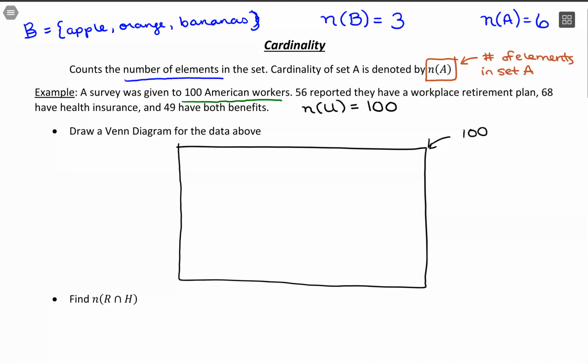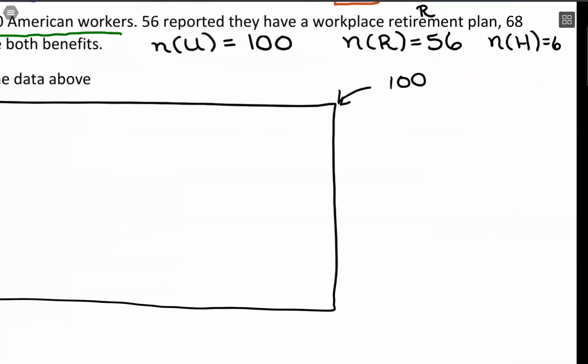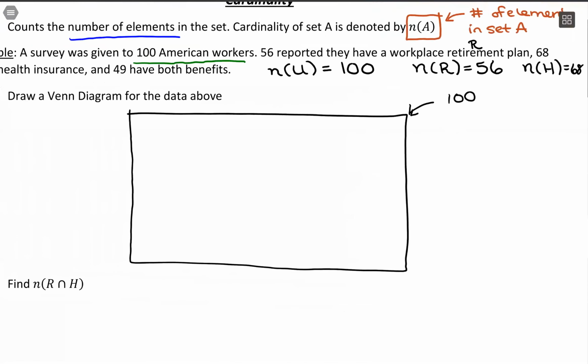We have 56 reported they have a workplace retirement plan. So I'm going to go ahead and use the letter R there. So what I have is this cardinality for a retirement plan. 56 people were in that group. Then they tell me about health insurance. So cardinality for health insurance is 68. And then they tell us about this number for having both, so a retirement plan and health insurance.